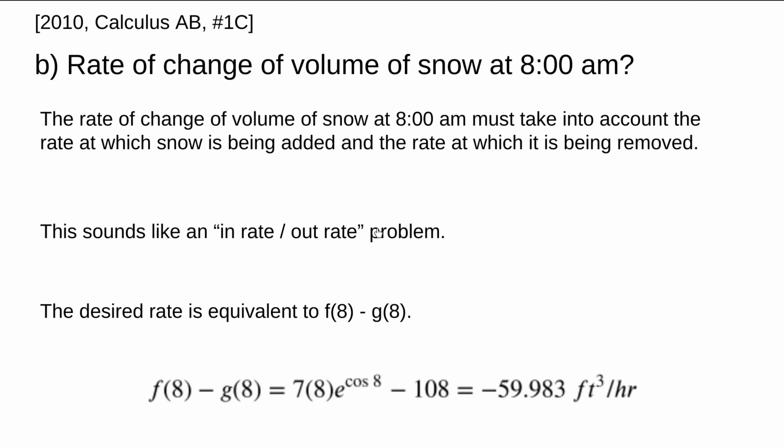Well, f of 8 minus g of 8 is just the function f evaluated at 8 minus the function g evaluated at 8. And again, since this is a calculator active question, we can set up the expression we need to evaluate, but ultimately we're going to let our calculator do it. It turns out that the rate of change of volume at 8 a.m. is about negative 59.983 cubic feet per hour.